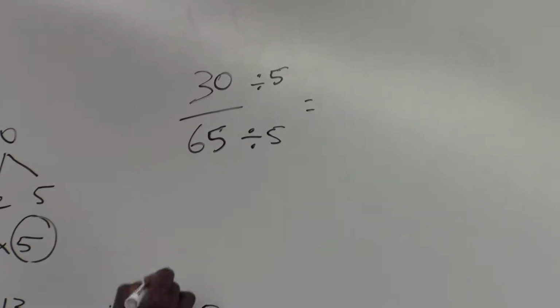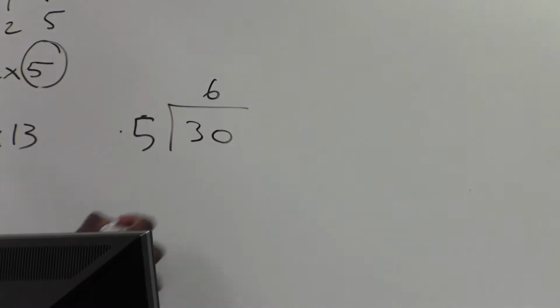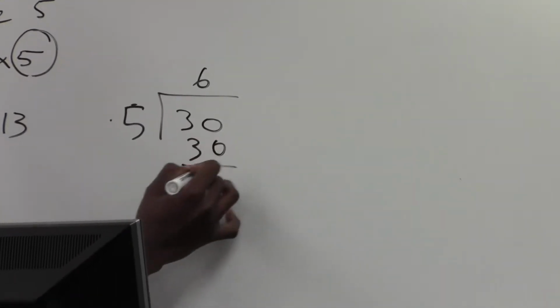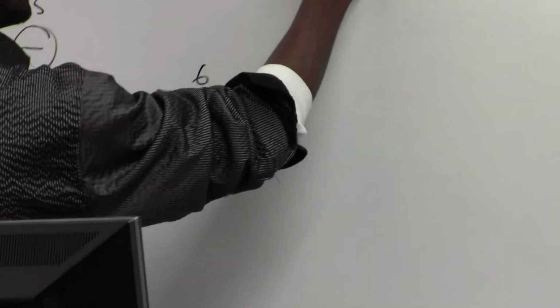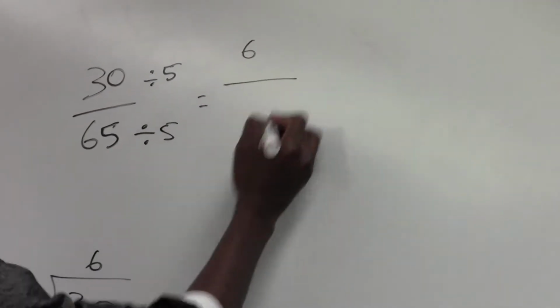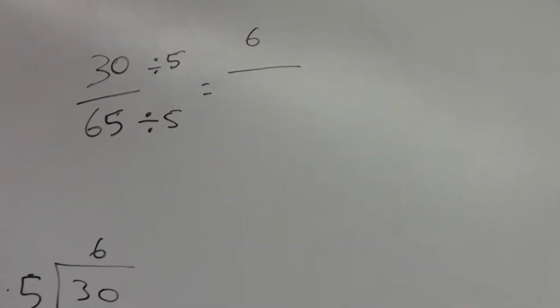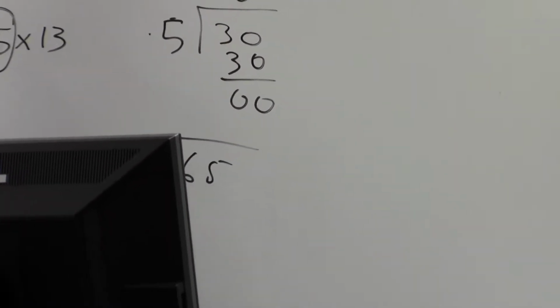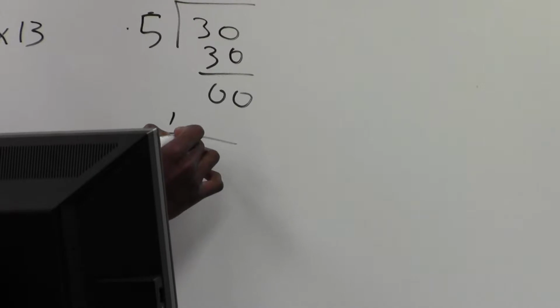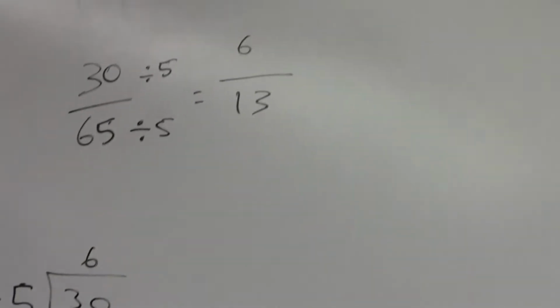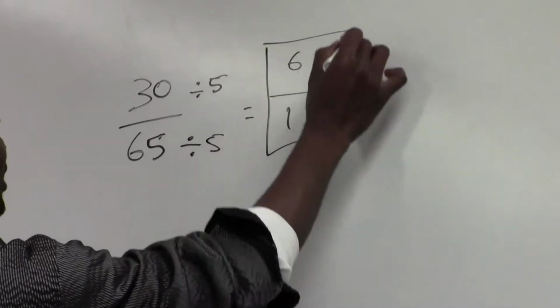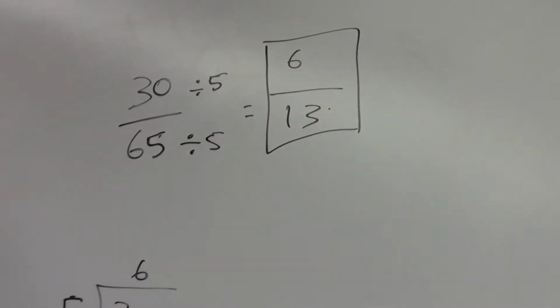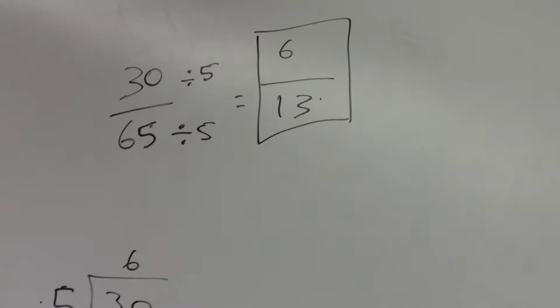30 divided by 5 is 6, so we have 6 on the top. And then 65 divided by 5 leaves me with 13. And that's how far you can go, because 13 is a prime number. You cannot reduce 13.